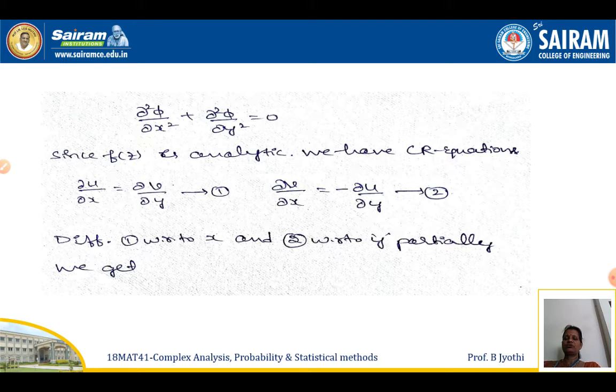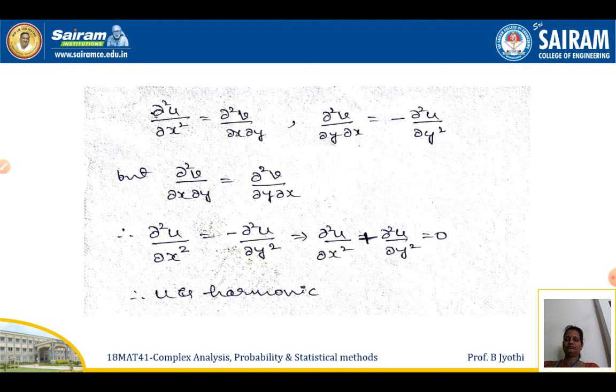Laplace equation is dou square phi by dou x square plus dou square phi by dou y square is equal to 0. And since f is analytic, we have the CR equations, that is dou u by dou x is dou v by dou y, call this as 1. Dou v by dou x is minus dou u by dou y, call this as 2. So first let's differentiate the first equation with respect to x and the second with respect to y partially.